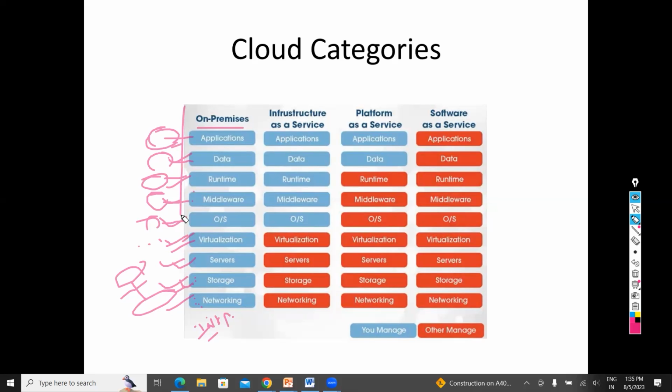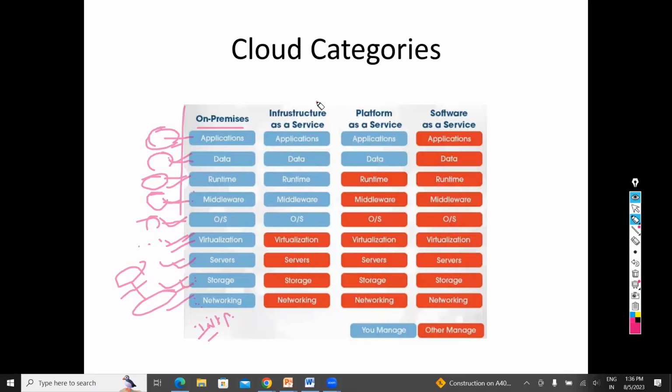So when we have to migrate to the cloud, the cloud provider will ask you what service you want to use. We have three types of services. These are basically the basic services we have now.